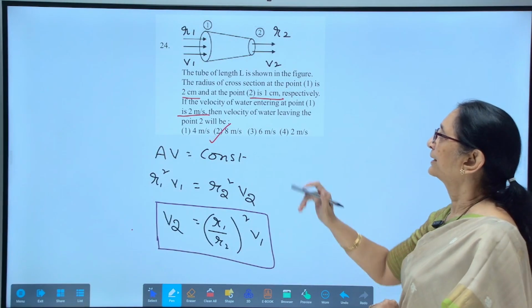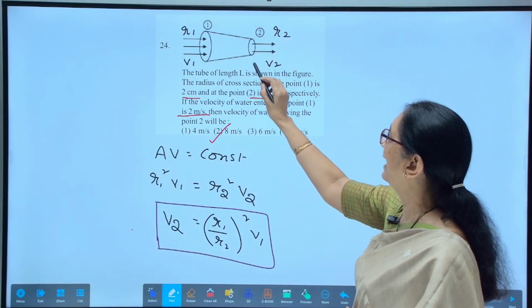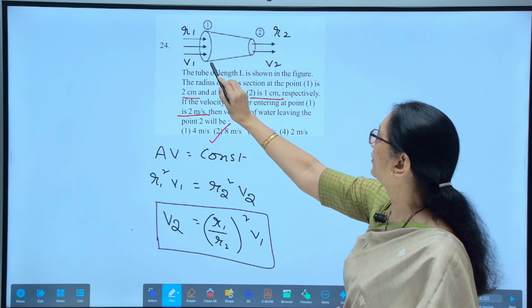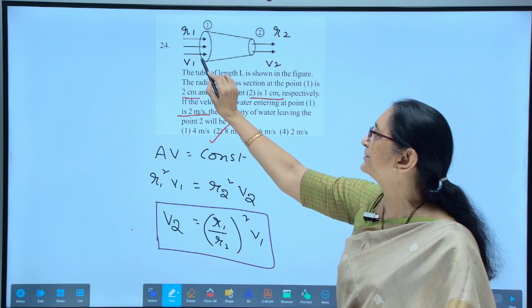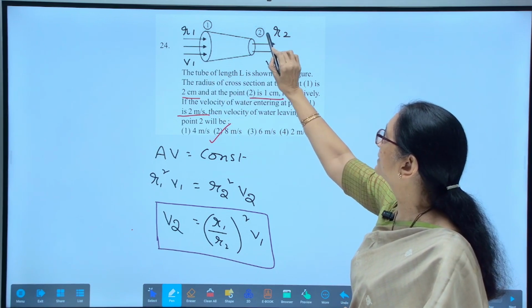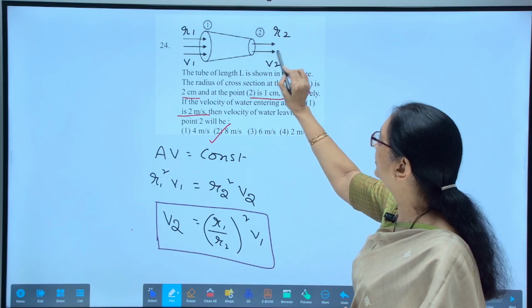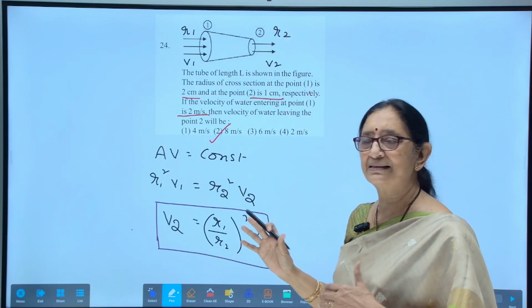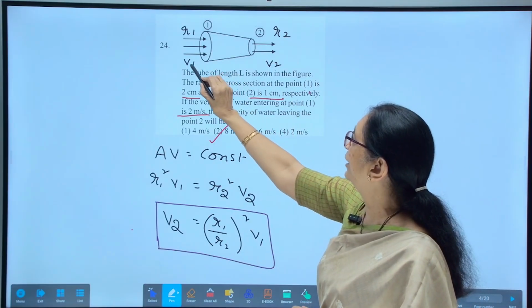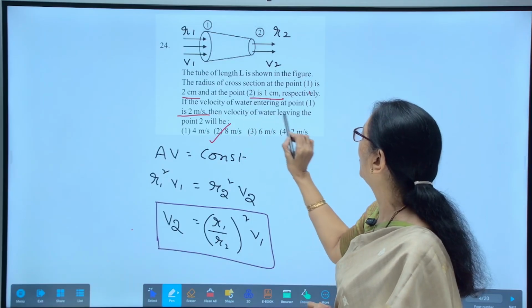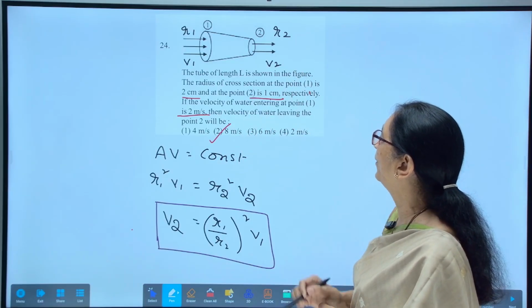Look here. A tube of length L is as shown in the figure. Radius of cross section at this point is R1. Velocity with which the liquid is entering is V1. Radius of cross section at the point 2 is R2 and velocity with which the liquid is coming out is V2. Suppose the water velocity at V1 is 2, what is the water velocity at the point 2?